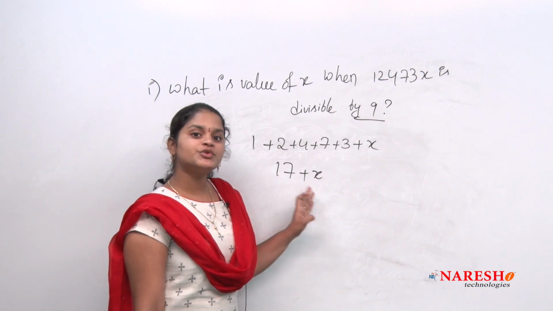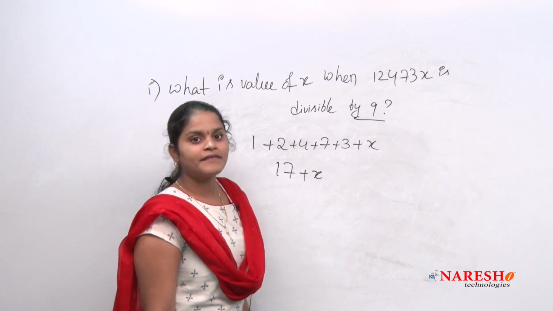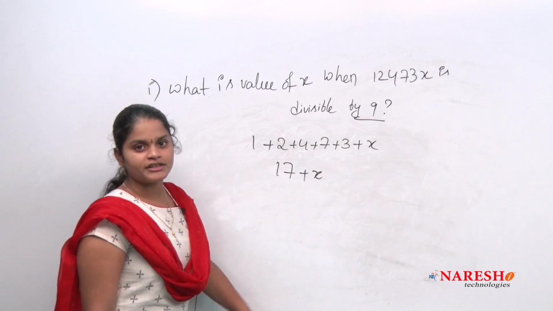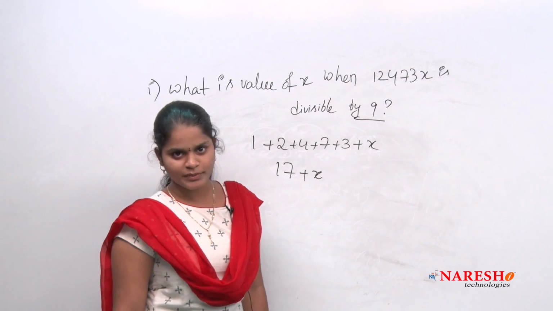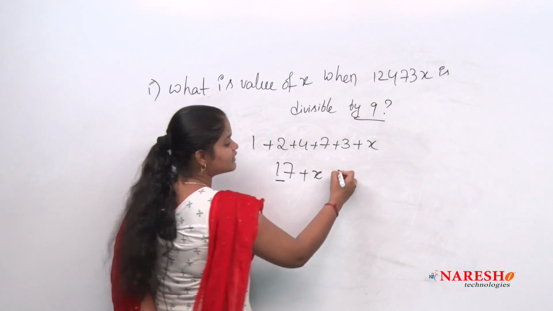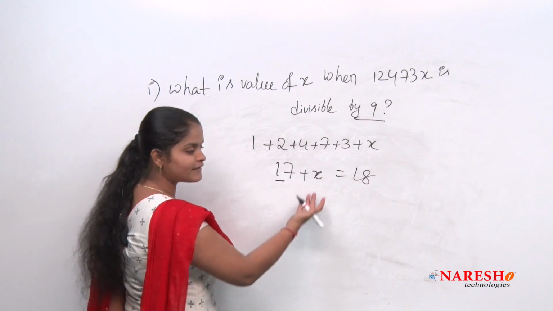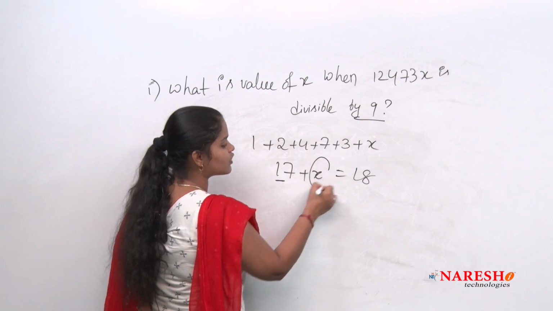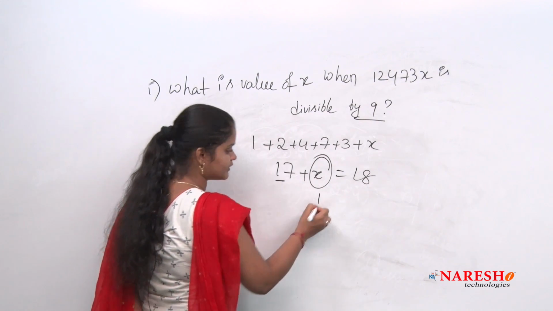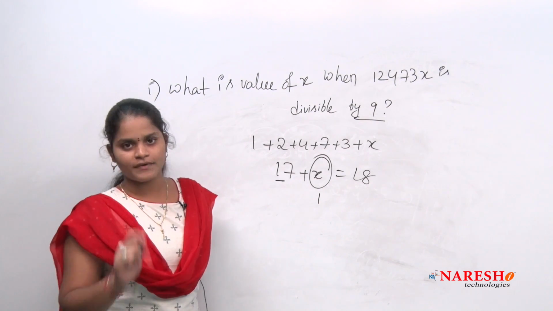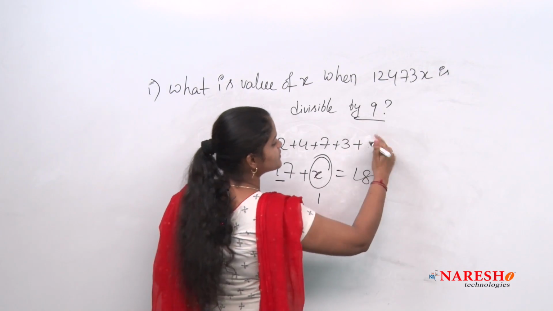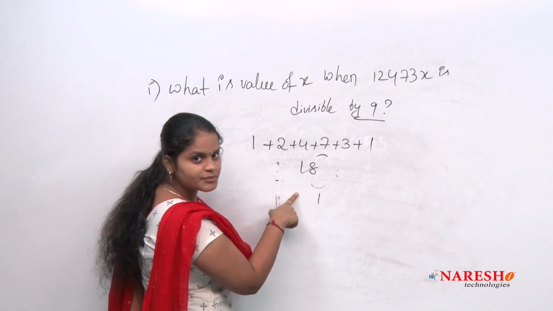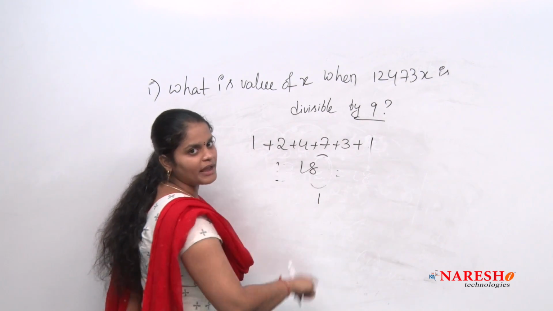Now, what I said: the sum should be divisible by 9. First of all, what are the multiples of 9? 9 into 1, 9. No, not possible. 9 into 2, 18. 18 is divisible by 9. Here it is 17. Now if the sum is equal to 18, then definitely it is divisible by 9. So in order to make the sum equal to 18, what should be the value of x? 1. Now instead of x, let me place 1 and check. So the sum will be equal to 18. Is 18 divisible by 9? Yes. So the number is divisible by 9.